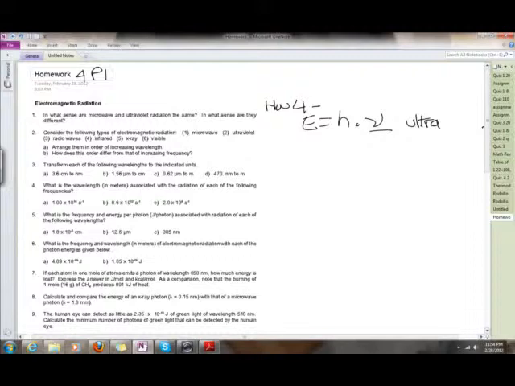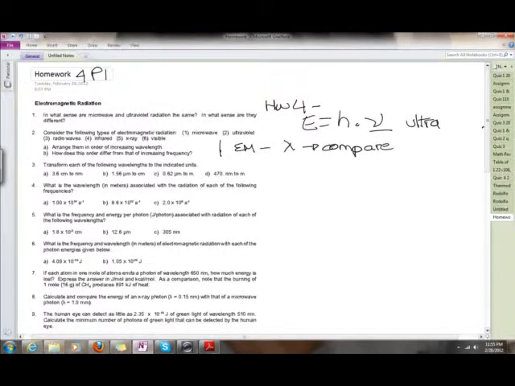Number 2, consider the following types of electromagnetic radiation. For this question, you look at the electromagnetic radiation spectrum and look at the wavelength of each one and compare it. This one I'm not going to solve, but I'm going to tell you how to.